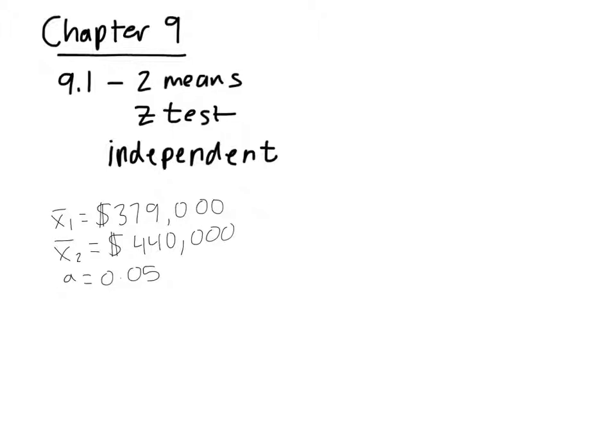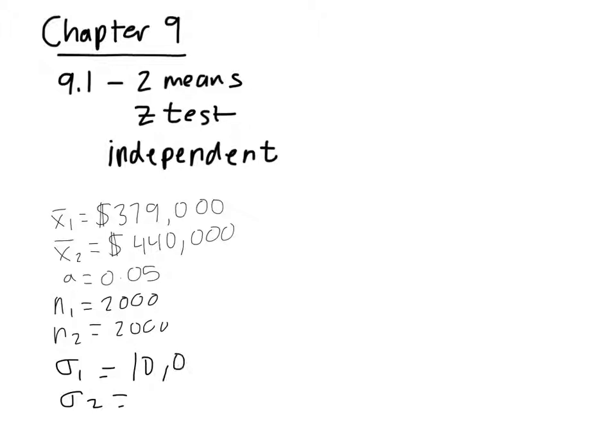So assuming a 0.05 level of significance, a sample size of 2,000 homes, so that means N1 equals 2,000, and N2 also equals 2,000, and a standard deviation of $10,000. So we have our sigma 1 and sigma 2, and these are both going to be $10,000.